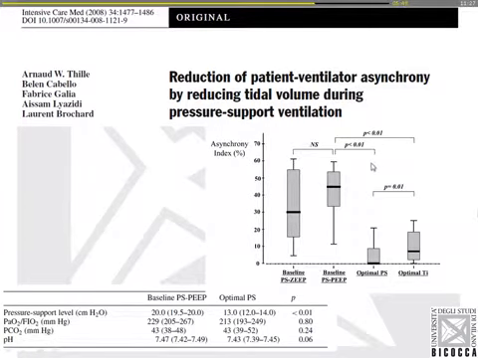And quickly, this is not just an example, it has been shown that decreasing the level of pressure support improves synchrony. We might argue that 20 centimeters of water is a very high level of pressure support, which of course is the case, but conceptually, decreasing the pressure support is likely to improve patient ventilator synchrony.